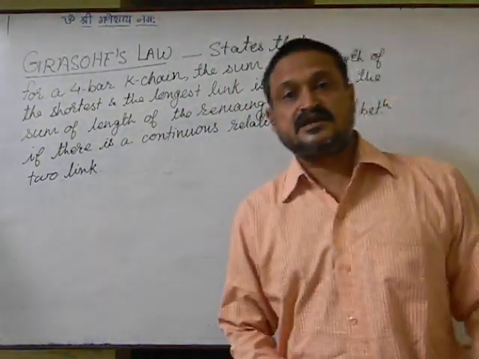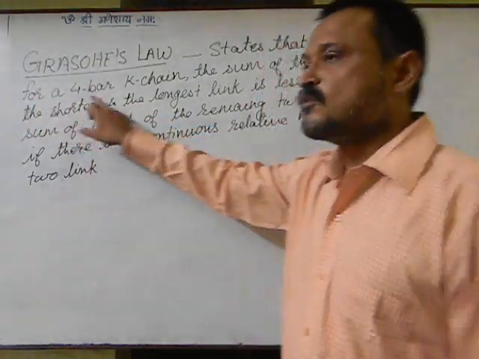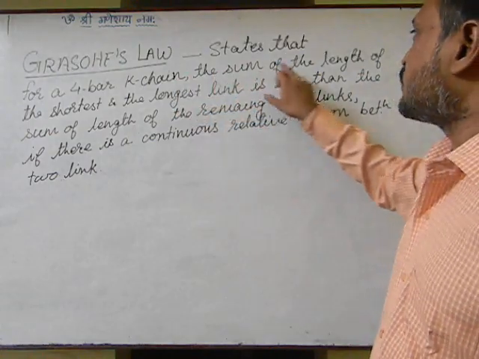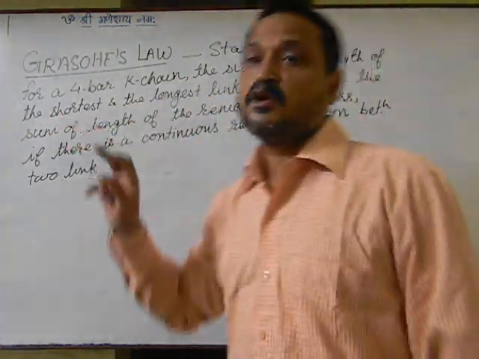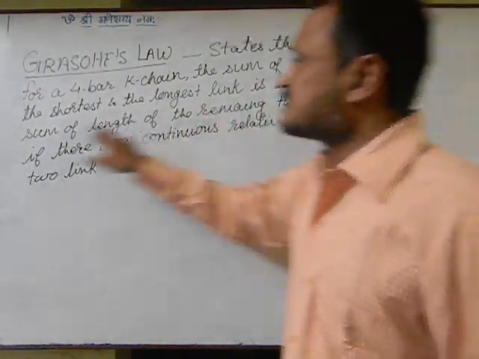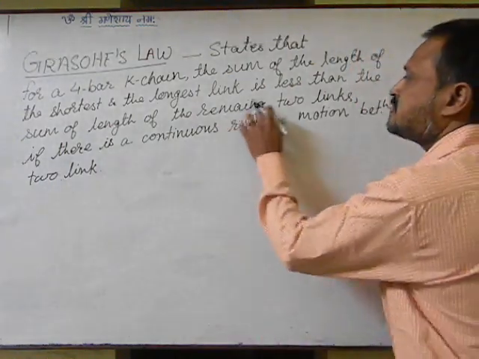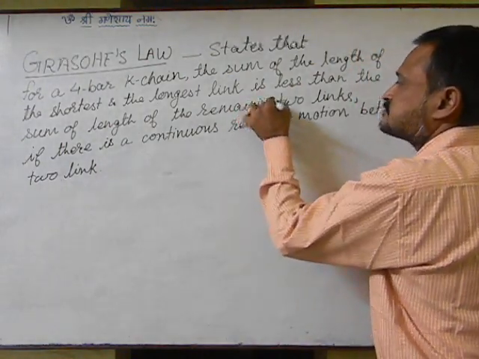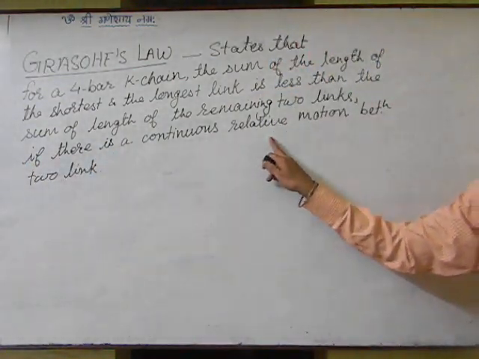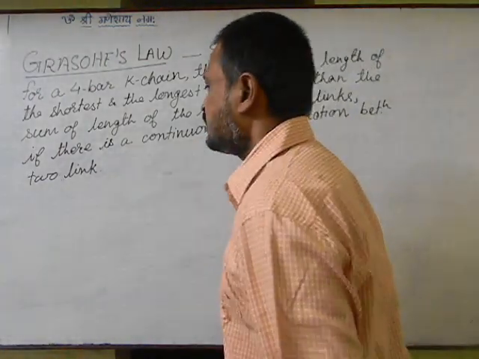So what does the Grashof's law suggest? The Grashof's law suggests that for a 4-bar kinematic chain or a linkage, the sum of the length of the shortest and the longest link is less than the sum of the length of the remaining two links if there is a continuous relative motion between the two links. I'll come to it with the help of a diagram.